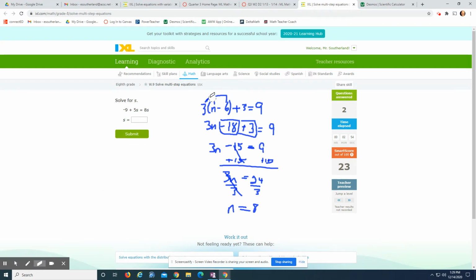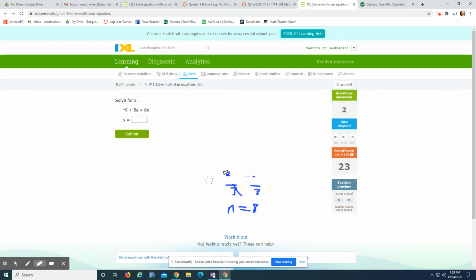Now this one's interesting because it's got a variable on both sides of the problem. We've done all of these before, at the end of the first quarter. So we're going to take a look at this one. I always move my variable to the right when it's possible. So I've got 9 plus 5s equals 8s. I want this variable on that side.